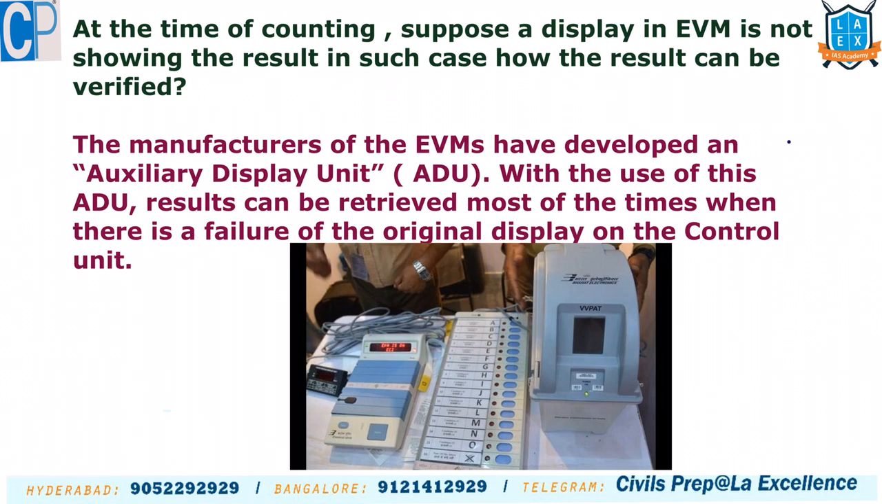Then let's say the display of the control unit is not working. Then how do we count? There is an auxiliary unit beside this control unit. This is known as the ADU, auxiliary display unit. Even if the display is not working on the control unit, from this we can retrieve the data and see the display.